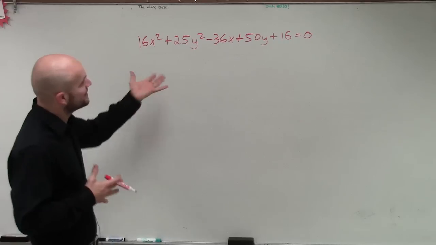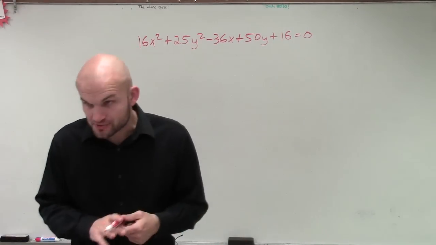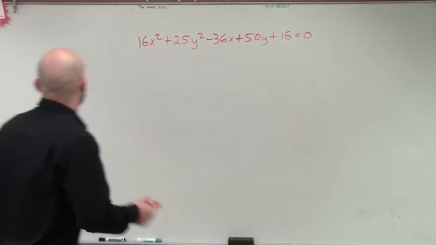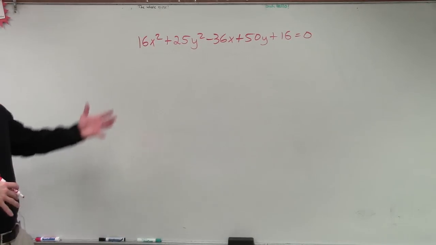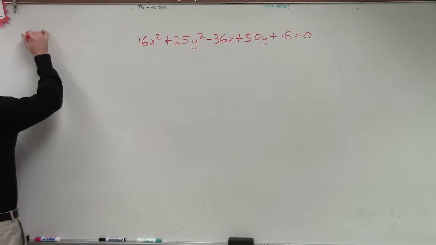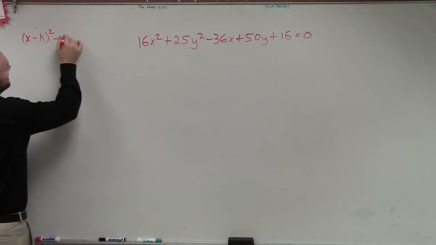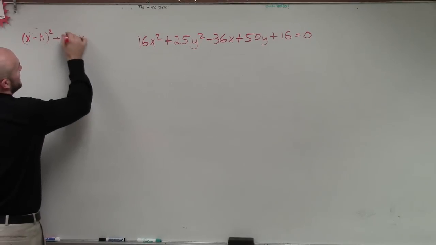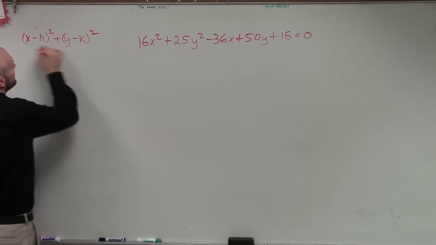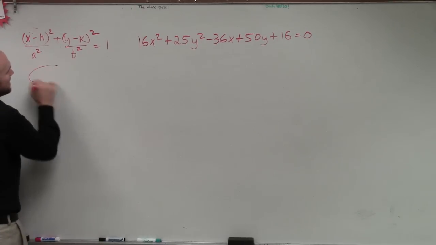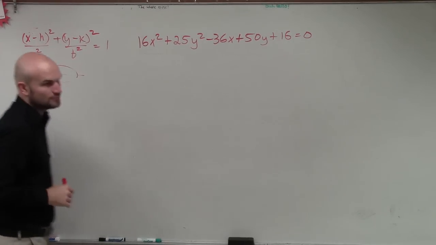Okay, so ladies and gentlemen, when we look at this problem, there are two different formulas we talked about. One is for a horizontal ellipse: (x minus h) squared divided by a squared, plus (y minus k) squared divided by b squared, equals 1. That makes an ellipse that looks something like that, right?